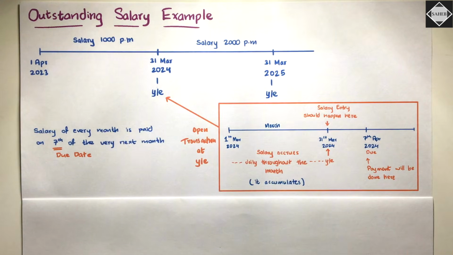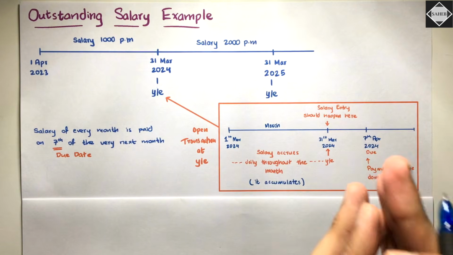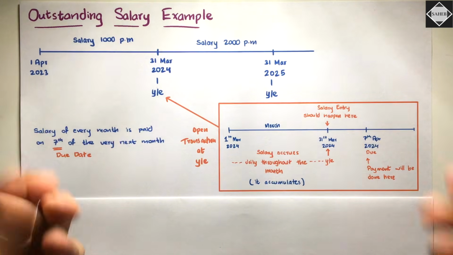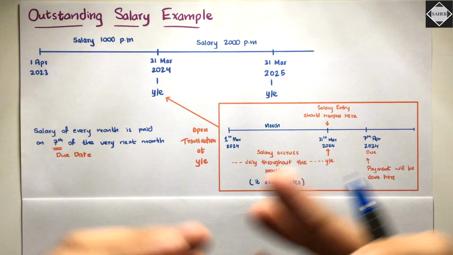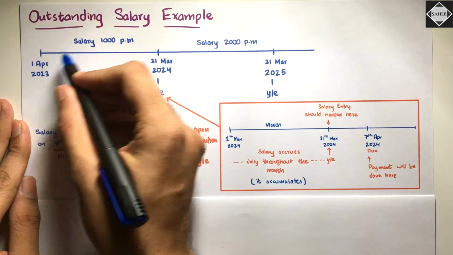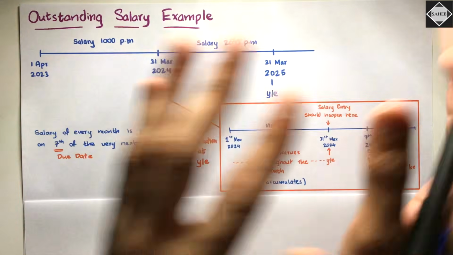Adjusting entry is required by the senior accountant. But before the adjusting entry, let's understand what has happened, what the bookkeepers or the junior accountants or the cashier have done, and how they have recorded. See, every month 1,000 has been paid, from 1st April till 31st March. 11 months salary has been paid to employees.